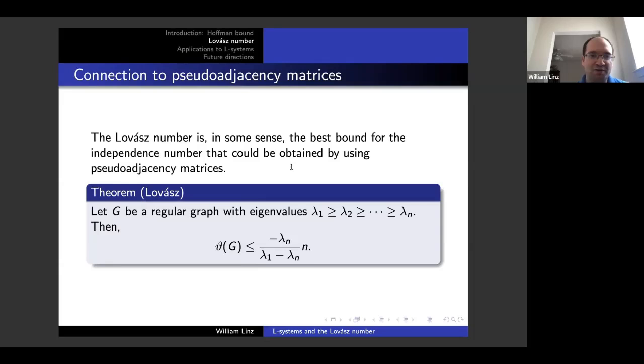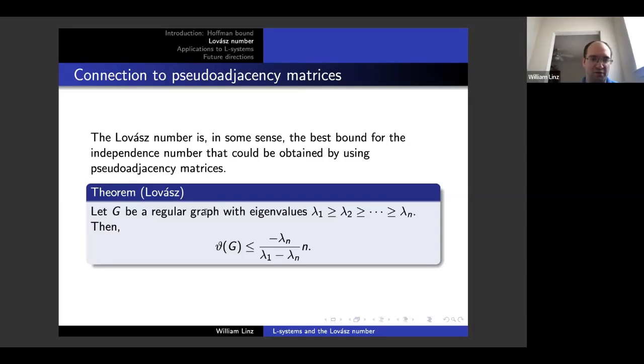All right, but what's the connection to pseudo-adjacency matrices? Well, basically, the point is that the Lovász number, in some sense at any rate, gives you the best bound for the independence number that you could possibly attain by using pseudo-adjacency matrices. And so this is a theorem, again, from Lovász.